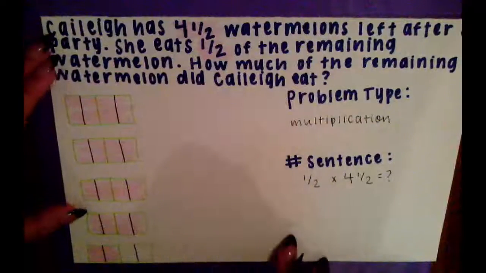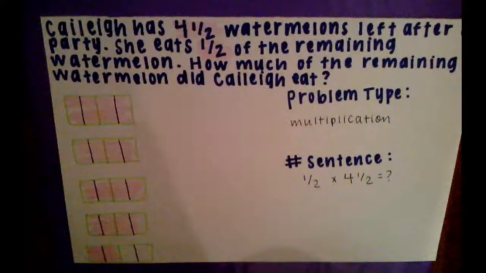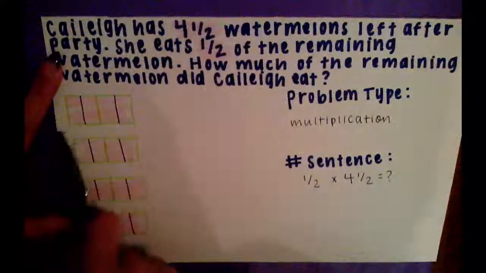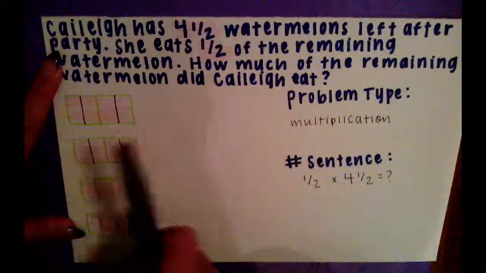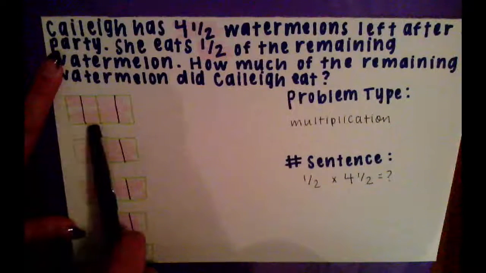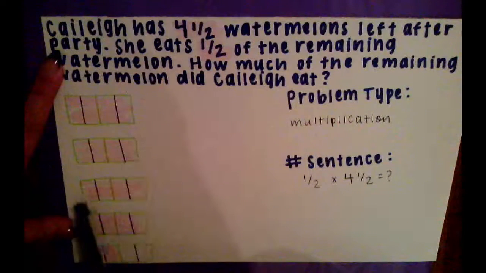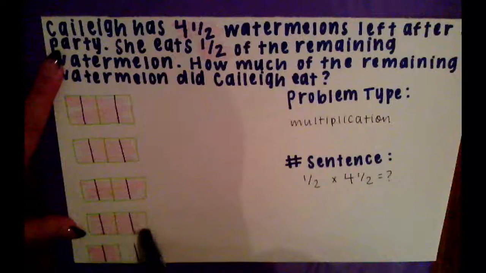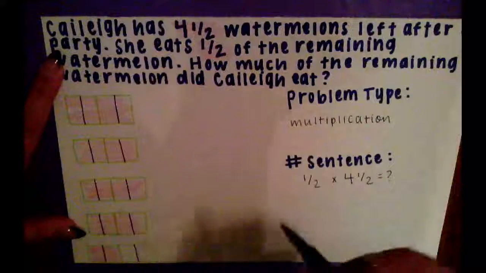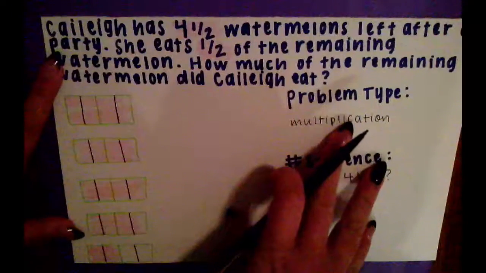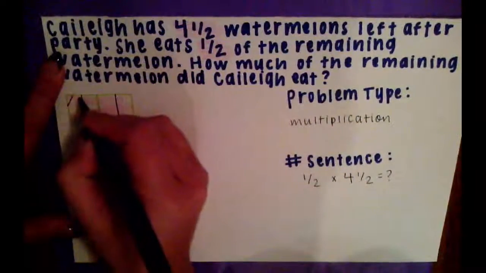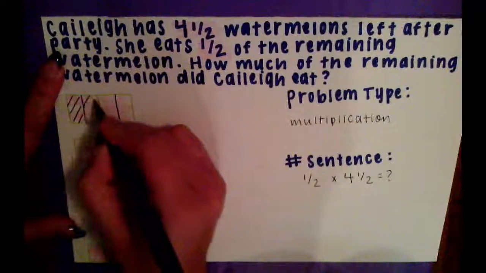All right, so now we need to figure out a way to represent how she ate half of that remaining watermelon. So we can count what we have currently. So we have how many fourths we have currently. We have 1, 2, 3, 4, 5, 6, 7, 8, 9, 10, 11, 12, 13, 14, 15, 16, 17, 18. Okay, and since we know that half of 18 is going to be 9, we'll shade 9/4.